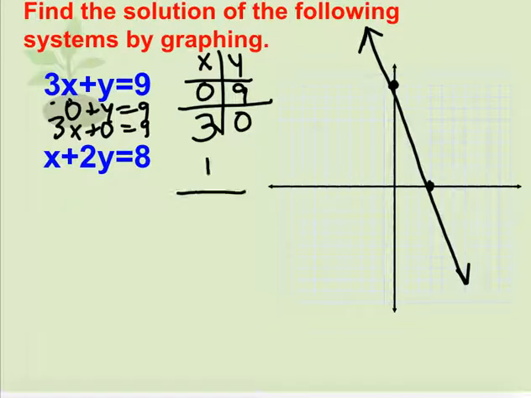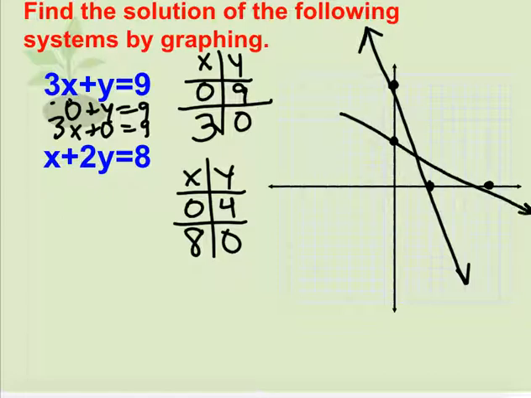And for this one, we have my xy table. We plug in 0 for x, so we have 2y equals 8, so that means y is 4. 0 for y, we have x plus 0 is 8, so x is 8. So we have 4 for my y-intercept and 8 for my x-intercept. And it looks like they intersect right here at (2, 3).